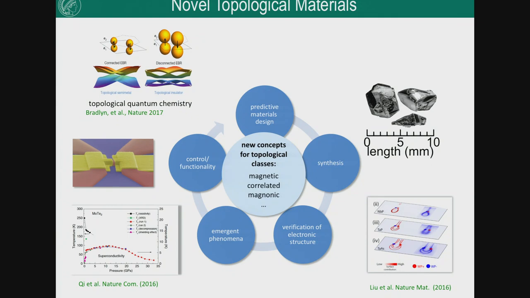And the way we do this: somebody predicts something interesting by theory. We go to Condmat, or we work with Andrei very well. So we have the predicted material, we grow the single crystals. Then we do ARPES to verify the properties, or STM.